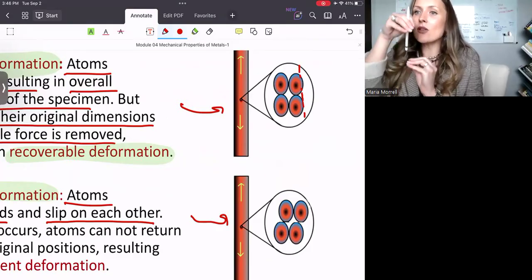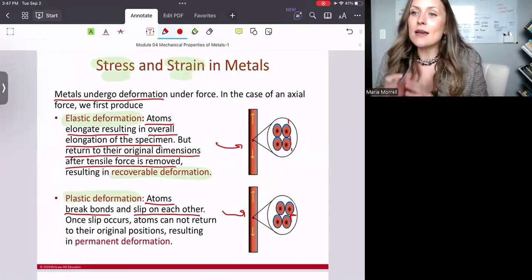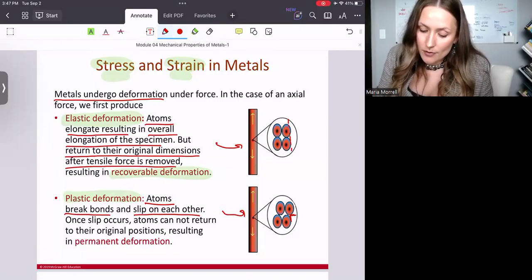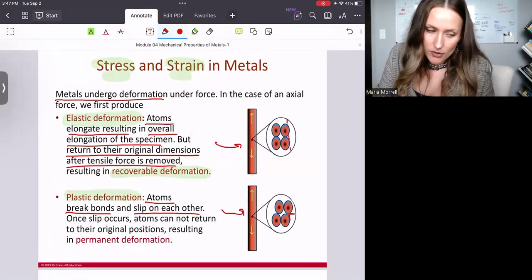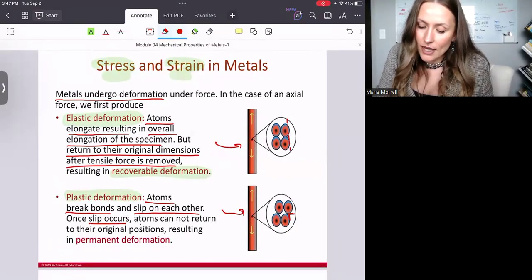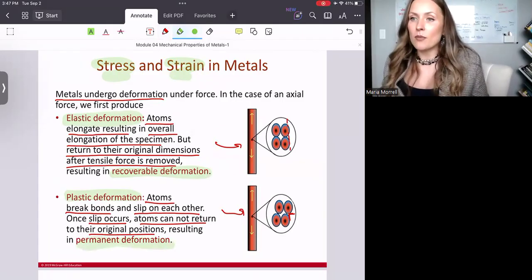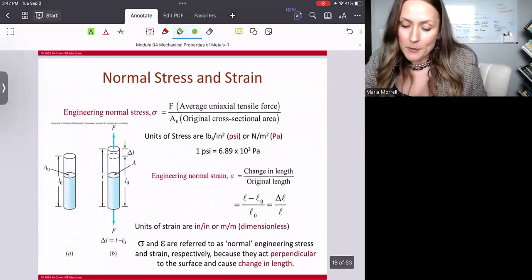The metals just elongate, but then they go back to where they are. And in here we can see a slip, and that slip occurs because the bonds between the atoms are actually broken. Once the slip occurs, the atoms can no longer return to the original positions, meaning that this is permanent deformation. Your material will look a little bit crooked forever, because that deformation is now permanent.